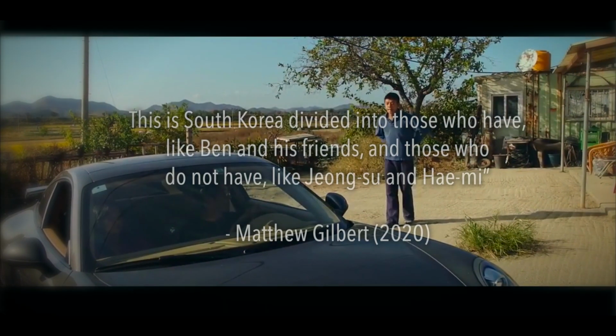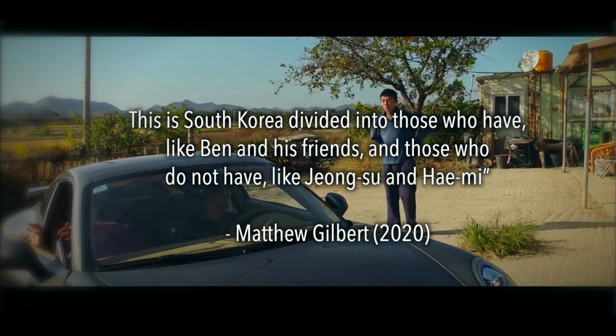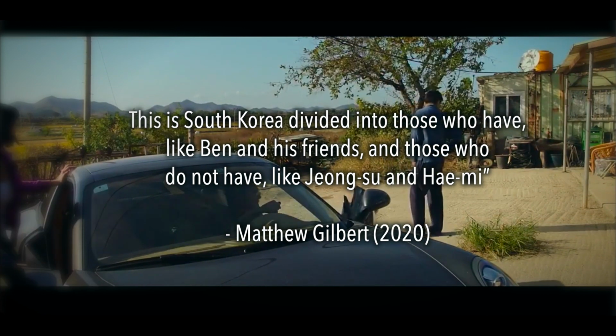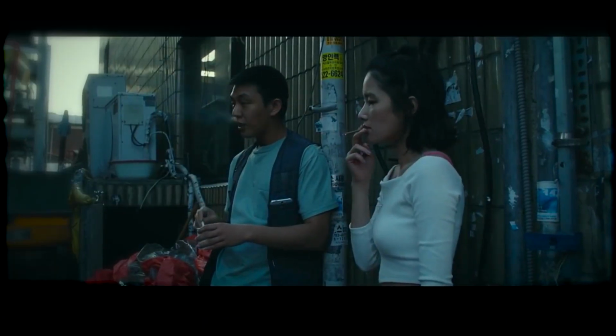between some South Koreans. This is South Korea divided into those who have, like Ben and his friends, and those who do not have, like Jong-soo and Hae-mi. Interestingly, the cinematographer for Burning is the same as for Parasite, Hong Kyung-pyo, and we can see a similar use of natural light in both films to emphasize the themes of inequality.